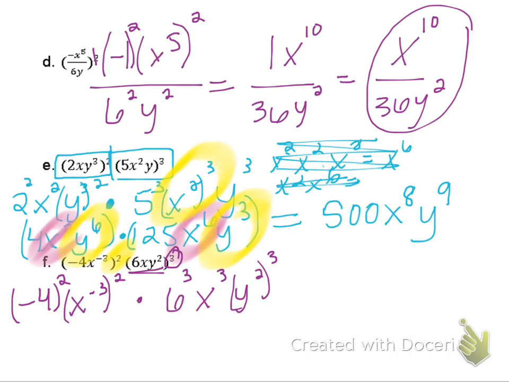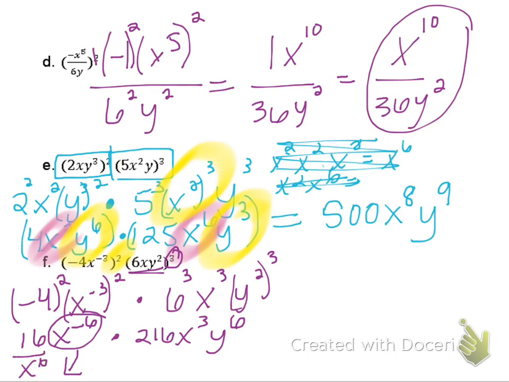Okay, so negative 4 times negative 4 is 16. For an exponent of an exponent, I multiply negative 3 times 2, which is negative 6. And then over here, 6 cubed is 216. X cubed. And then y squared cubed is y to the 6th power. I multiply the exponents again. So here I need to get rid of this negative exponent by flipping it to the bottom. So it would be 16 over x to the 6th power.